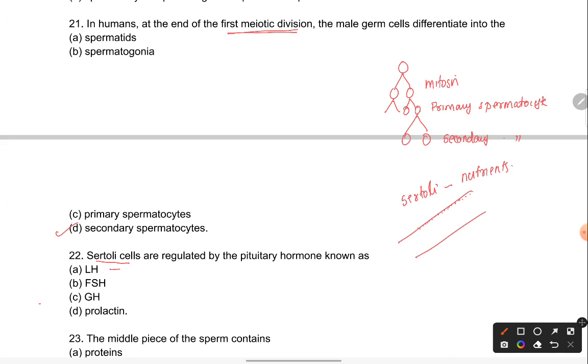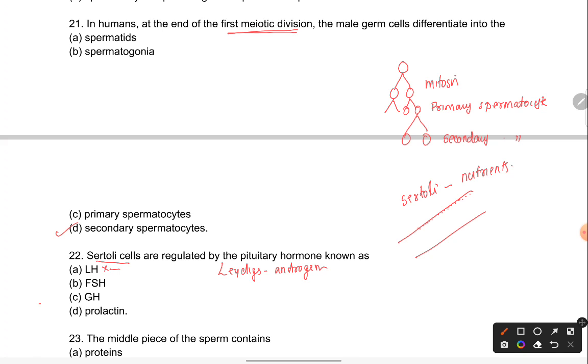A, LH. LH is what? Luteinizing hormone. What is the function of luteinizing hormone in males? This luteinizing hormone stimulates Leydig cells and helps in the production of male sex hormones, or androgens. So that answer is wrong.